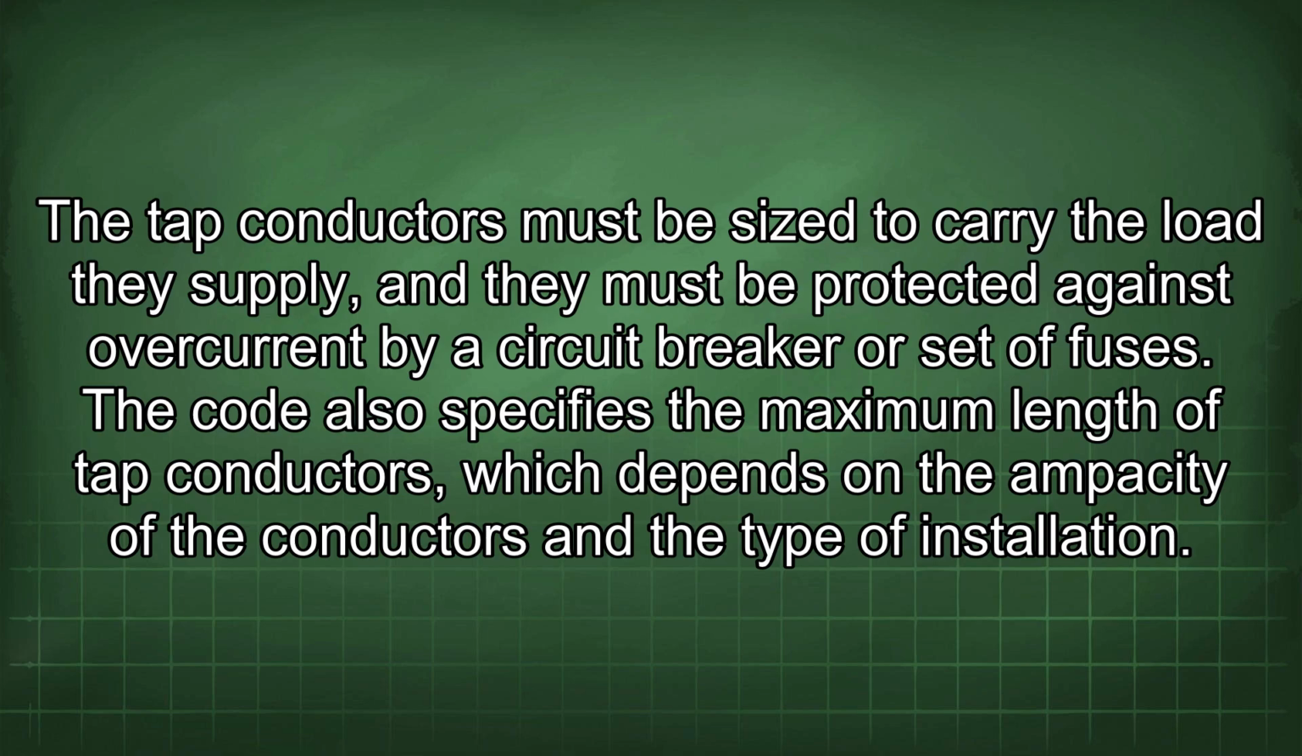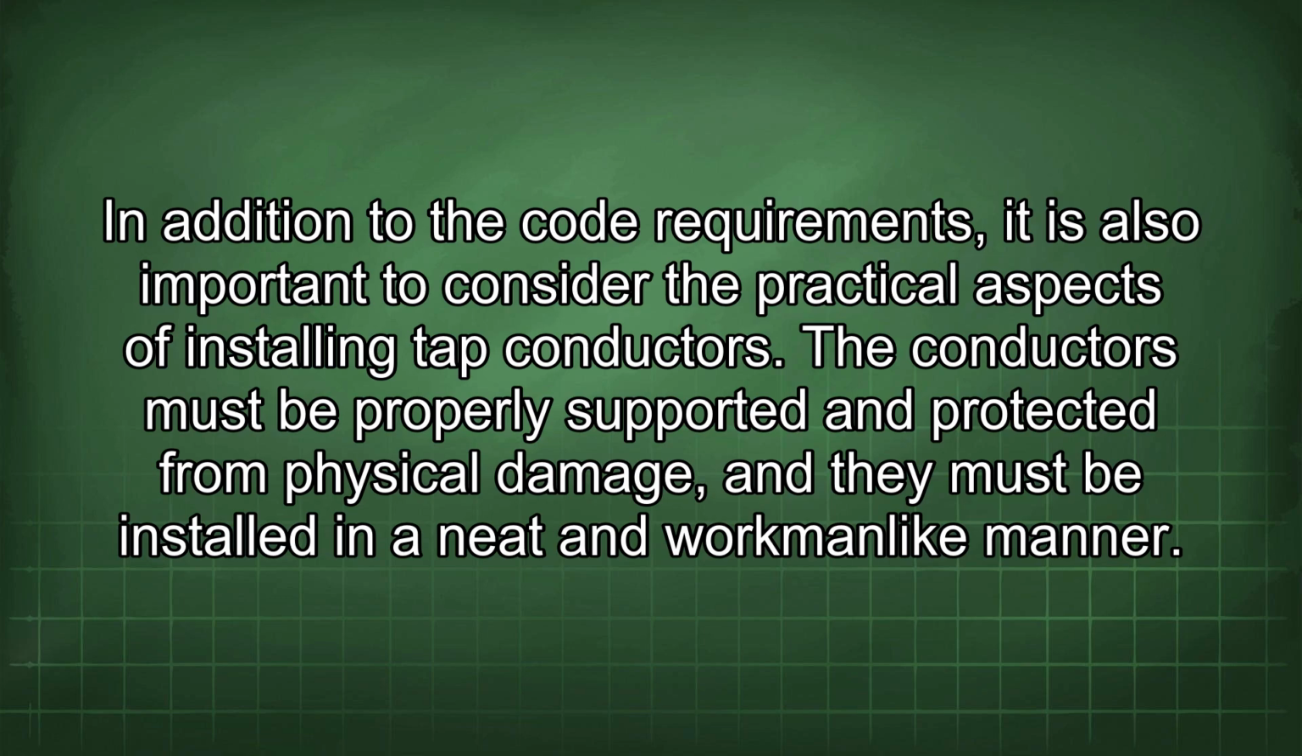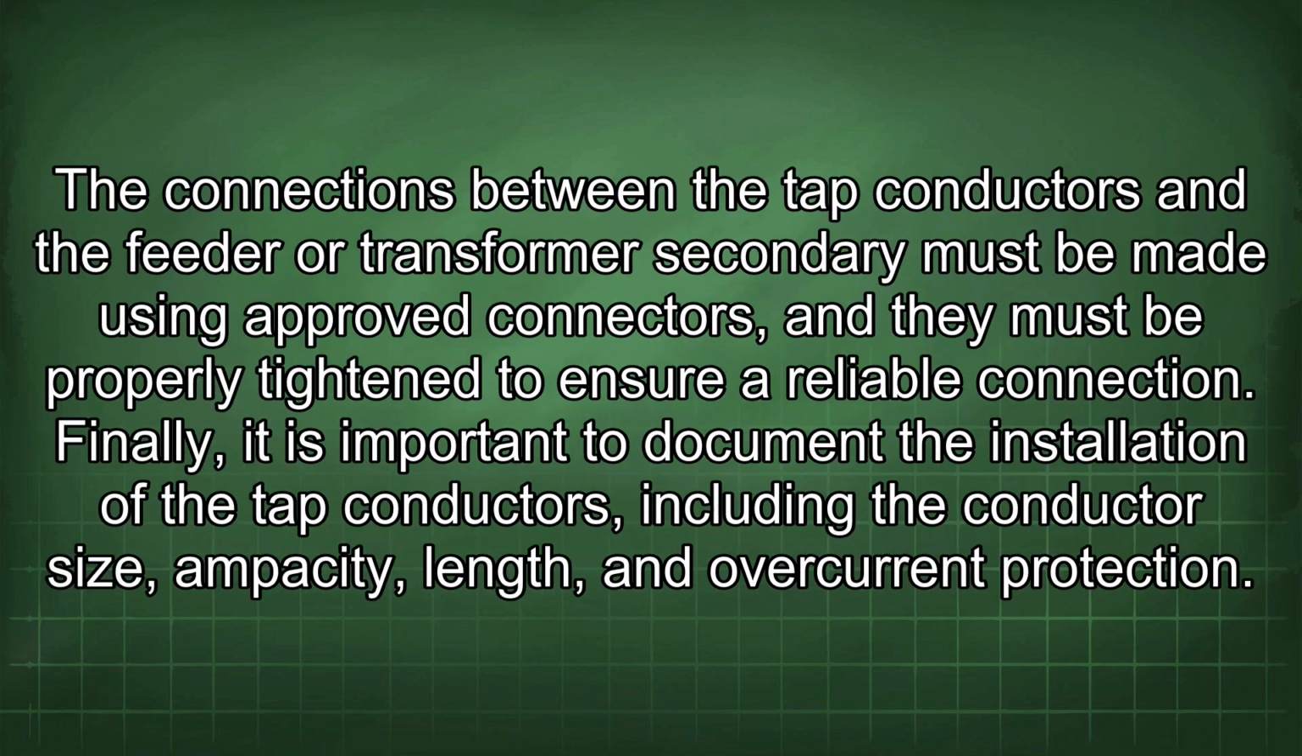In addition to the code requirements, it is also important to consider the practical aspects of installing tap conductors. The conductors must be properly supported and protected from physical damage, and they must be installed in a neat and workmanlike manner. The connections between the tap conductors and the feeder or transformer secondary must be made using approved connectors, and they must be properly tightened to ensure a reliable connection.